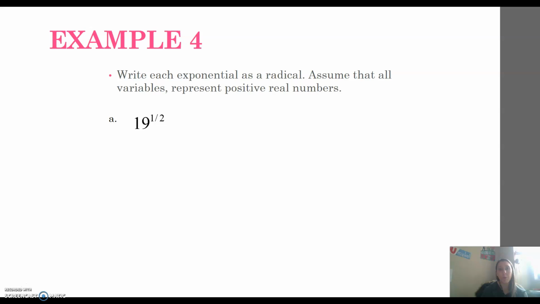So 19 to the 1/2, well, my root is 2, and this goes underneath my radical, and then I raise that to the first power. So I end up with the square root of 19 to the first power, which is just the square root of 19.